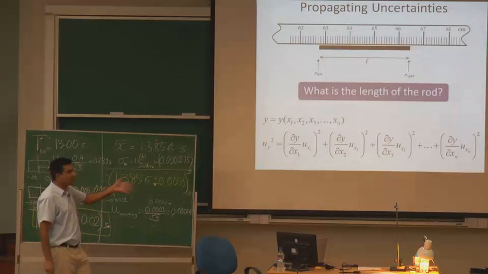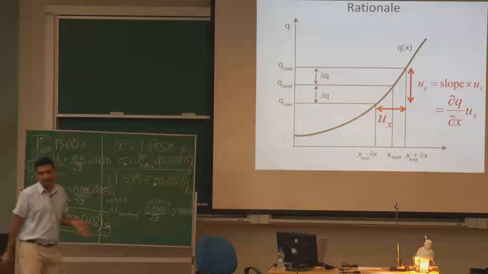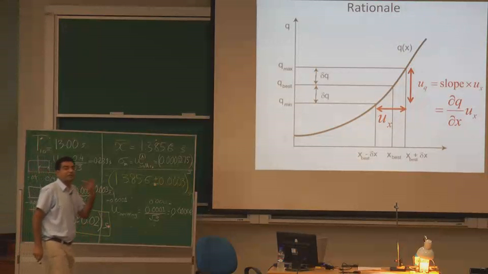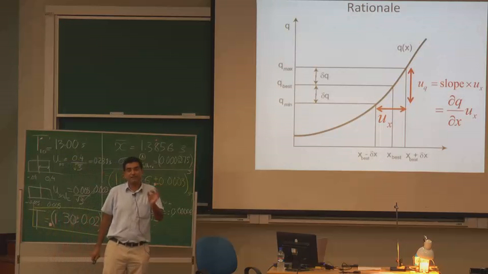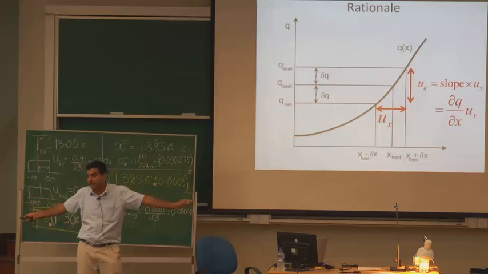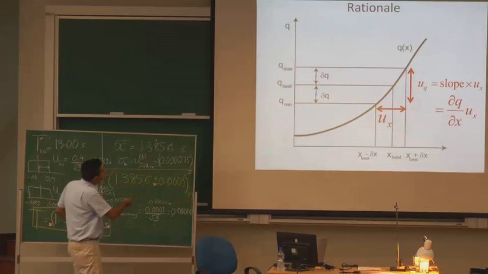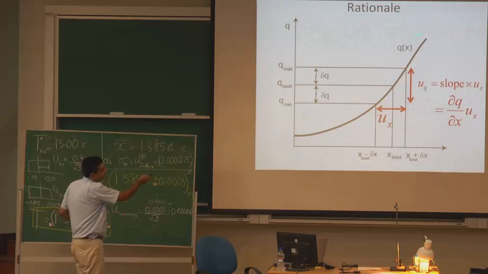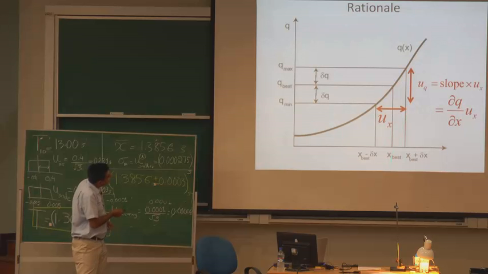Now, how do we come about this? There is a rationale behind this. If I have a function of one variable, just x for example, so y equals x squared. Now this is a graph of y equals x squared, or q equals x squared. Now, there is a best estimate for x best. And there is an uncertainty in x, which is labeled as ux here. Now, I would like to calculate what's the uncertainty in q or y.